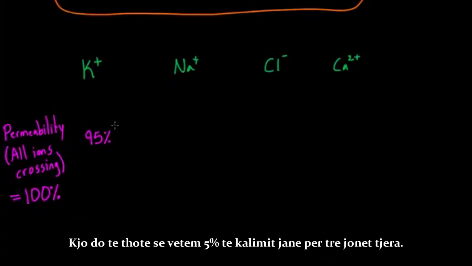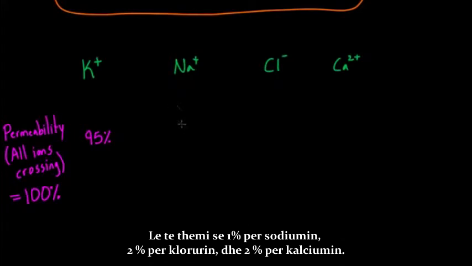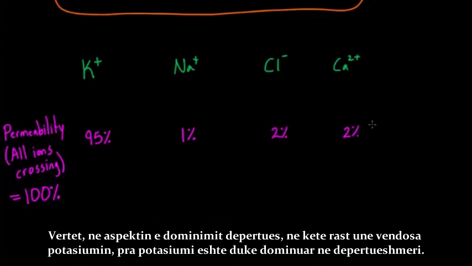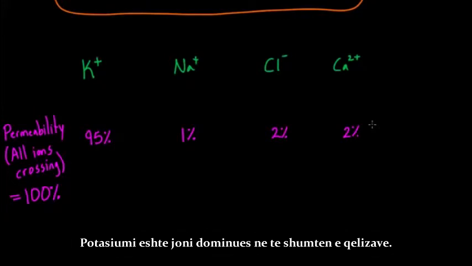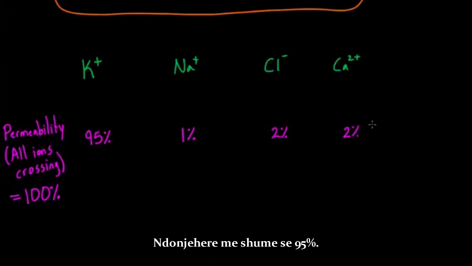And that means that only 5% of the crossings are with the other 3 ions. So let's say that it's 1% from sodium and 2% from chloride, and 2% from calcium. So really, in terms of dominating the permeability, in this case, I've set it up so that potassium is dominating the permeability, right? And actually, in most cells, that's about right. Potassium is the dominant ion in most cells. In fact, sometimes even more than 95%.